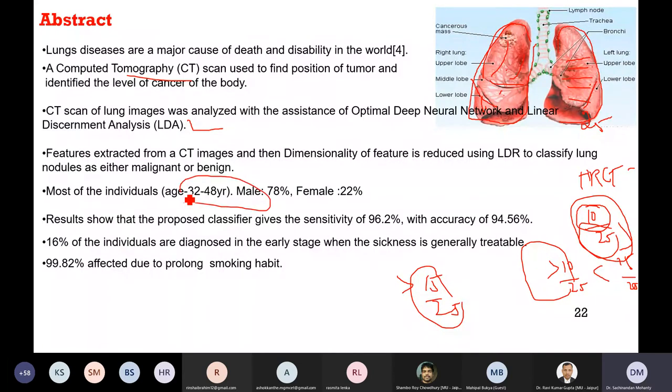We have collected the data from Apollo Delhi, AIIMS Delhi, Apollo Hyderabad, and Apollo Bhubaneswar, and 78 male persons are there and 22 female persons are there. Then our results show that the proposed classification algorithm has sensitivity 96% and accuracy equal to 94.56%. So the system can diagnose the early stage, and 99.80% are affected during prolonged smoking habit.